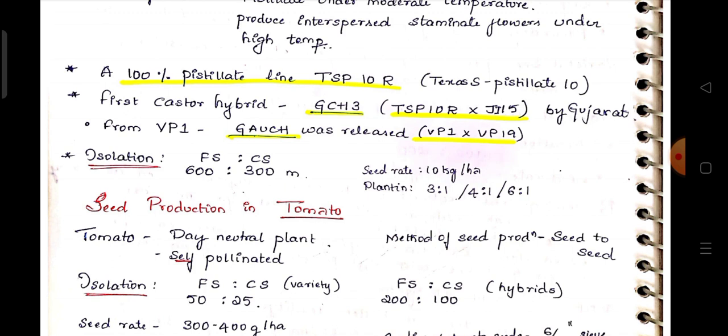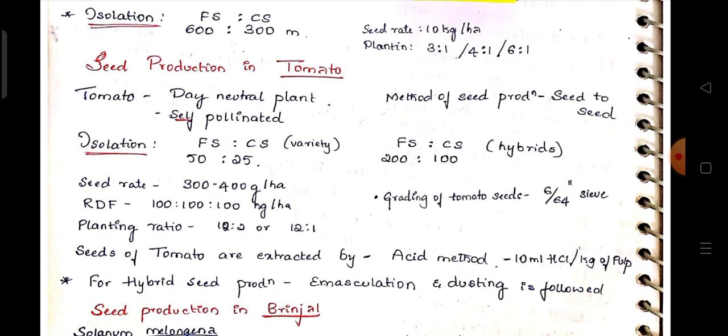Coming to seed production in tomato. Tomato is a day neutral plant and self-pollinated. Here the seed to seed method of seed production is followed. Isolation is 50 and 25 for foundation and certified under variety, and for hybrids it is 200 and 100. Seed rate is generally 300 to 400 gram per hectare. Grading of tomato seed is with 6 by 64 inch sieve. Fertilizer dose is 100 kg per hectare NPK.